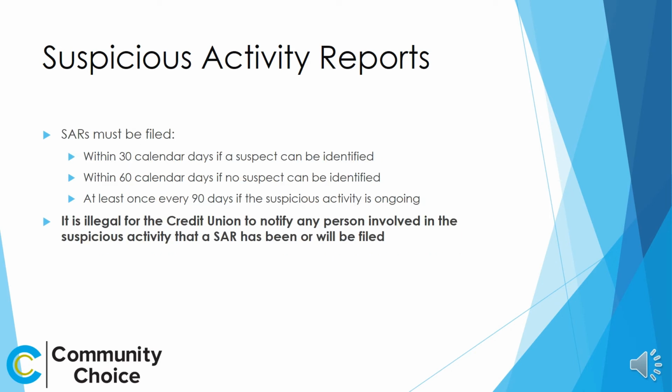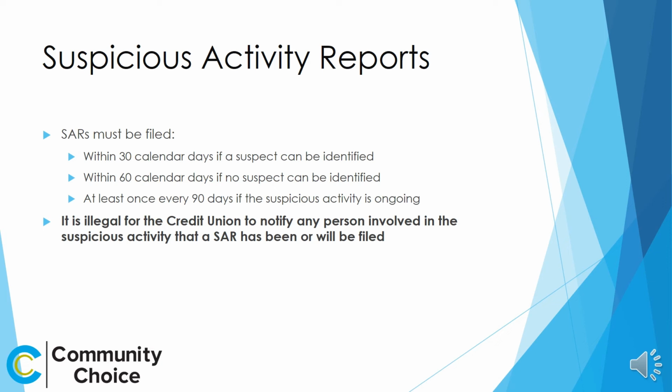The credit union is required to file a suspicious activity report within 30 calendar days if a suspect can be identified, within 60 calendar days if no suspect can be identified, or at least once every 90 days if the suspicious activity is ongoing.